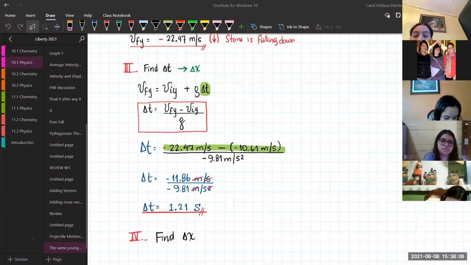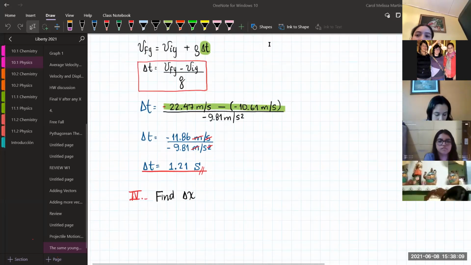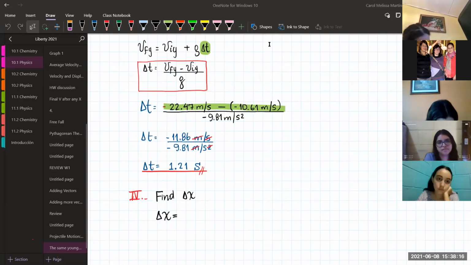And the equation for delta x is probably the easiest. Miss, yes? For the time, I use the VIY and I also isolate for the time. So I divided the negative of V initial times the angle divided by the gravity, and it gives me a different answer. Oh, no, really? Send me a picture of your exercise so I can help you after the class. Okay, Miss.